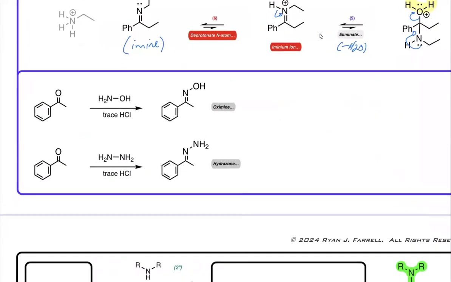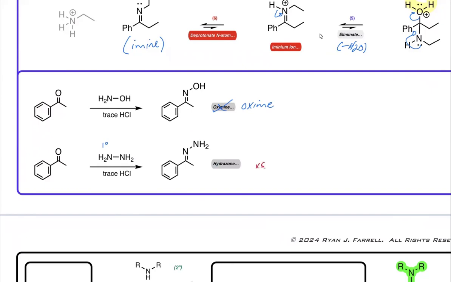Now, looking at these two examples here, we're forming imine-like outcomes. I can kind of treat this like a primary amine, and then the OH is kind of like its R group. Or in this case, I can treat that like a primary nitrogen, and this as its R group. So if I were to react with NH2OH, I'm going to form an imine-like outcome, and the OH is just coming off my nitrogen as a substituent. That's called an oxime. And if I were to react with NH2NH2 and trace acid, I'm going to treat one of those as my primary nitrogens, and that is the R group. I form an imine-like derivative, which is called a hydrazone.